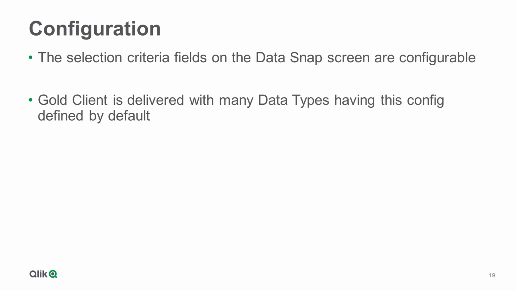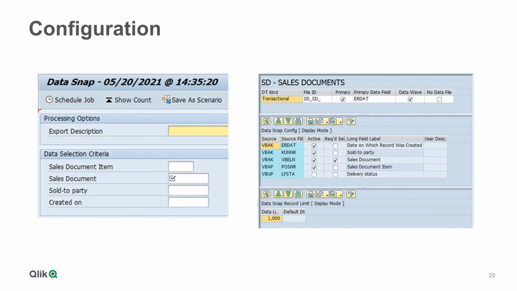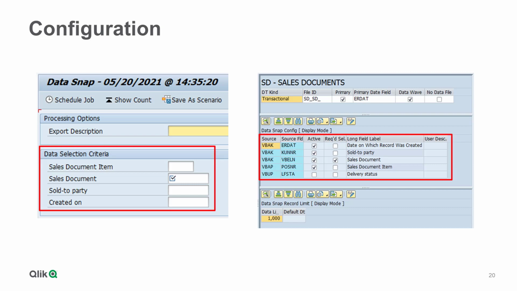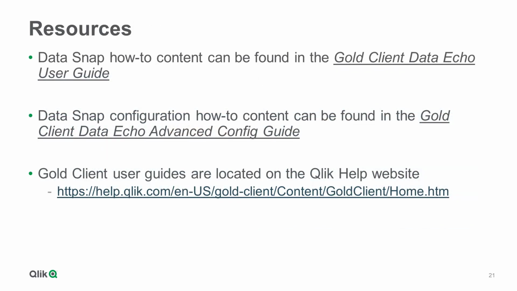The selection criteria fields for DataSnap are configurable. Gold Client is delivered with many data types already having some of this config defined by default, but there are some which are delivered without it. This slide shows two captures where the configuration on the right defines those fields on the left, which appear on the DataSnap screen. For additional information, including how-to content, please reference these user guides, which are located on the Qlik Help website.